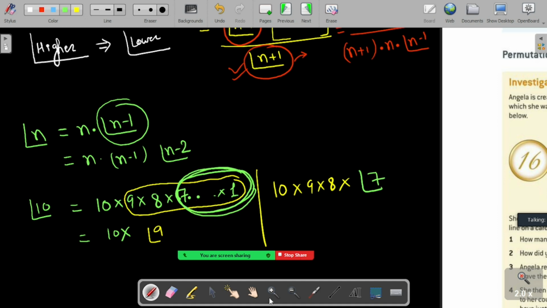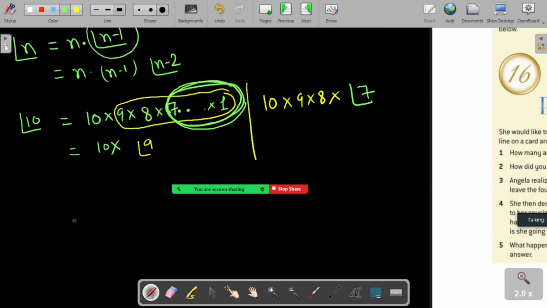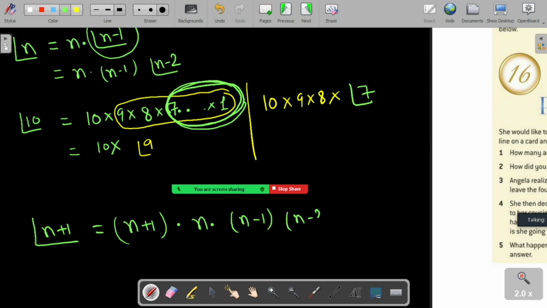So similarly, if I am trying to write factorial of n plus 1, I can break it down: n plus 1, right? Then n, then one step down more, then n minus 2. If I want to write here n minus 3, the rest of all the terms can be concluded here as n minus 3 factorial. Are you getting this point or not?